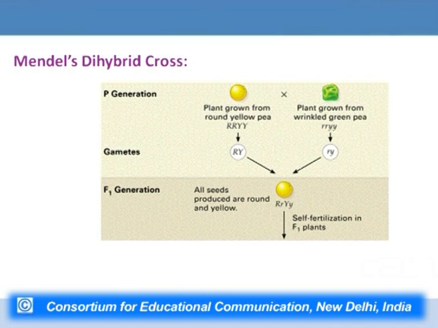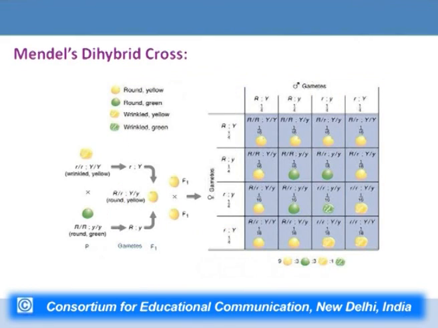When the plants having this particular genotype are crossbred, or if there is self-fertilization among these plants, individuals of 4 different types can be obtained. They can either be round yellow, round green, wrinkled yellow or wrinkled green. Round yellow phenotype, round green phenotype, wrinkled yellow phenotype and wrinkled green phenotype will occur in ratio of 9:3:3:1 because of various genotypic combinations of alleles.